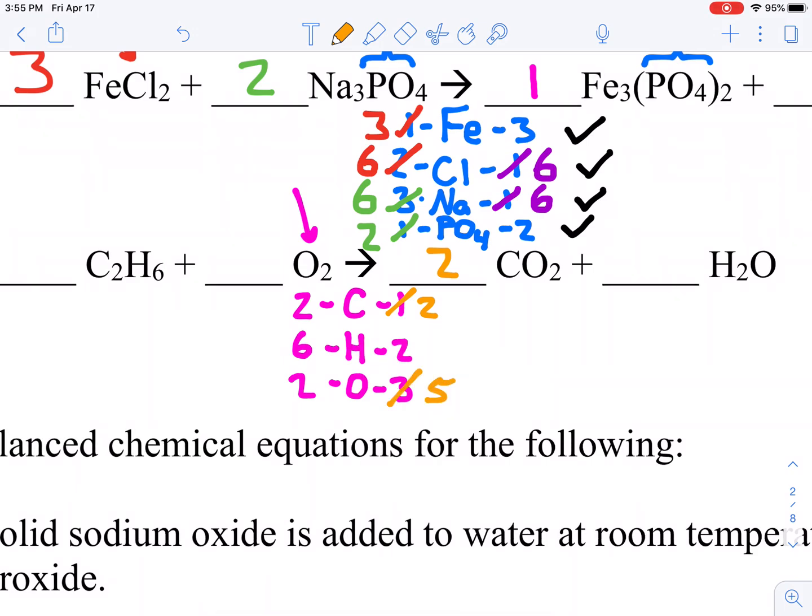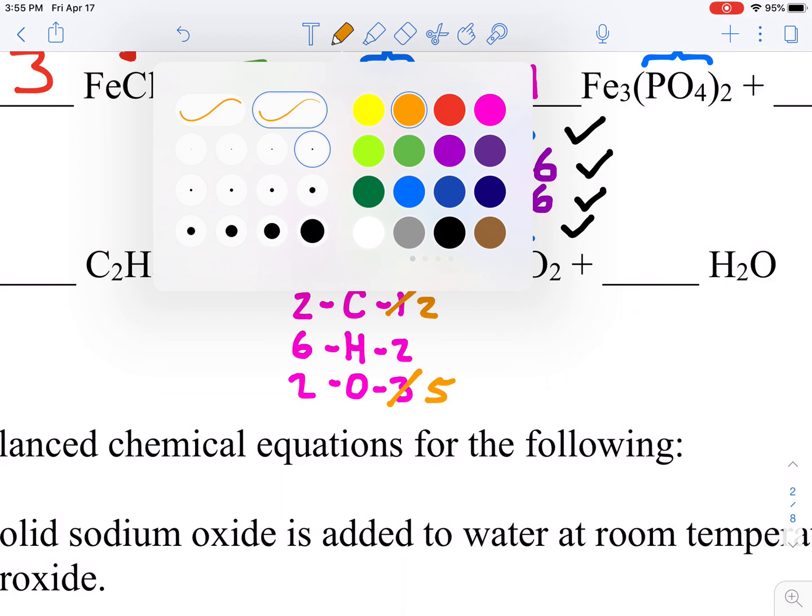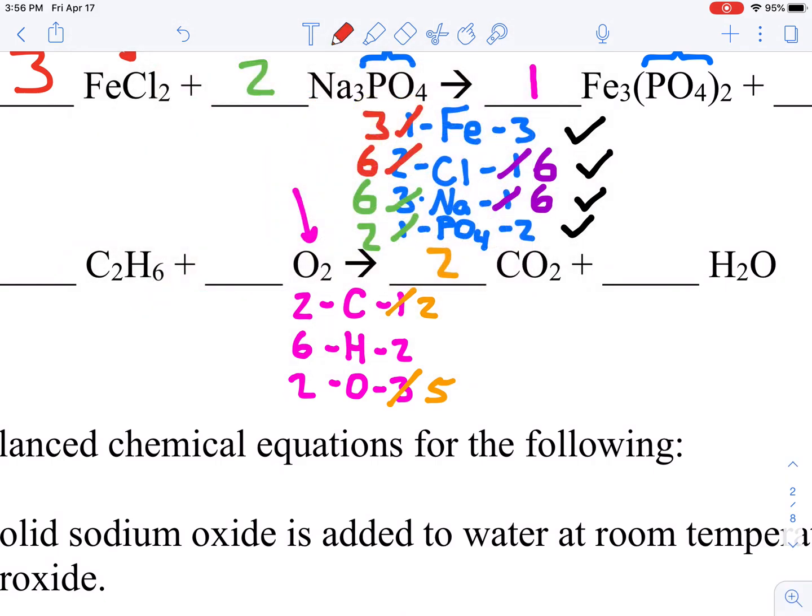That fixes our oxygens. Let's come back and let's deal with our hydrogens. So in terms of hydrogen, we have 6 on the left, we need 6 on the right. If I put a 3 in front of water, that gives me my 6, so that's good. And it also changes the oxygen. And there's a really big temptation for people when they change the oxygen here to simply come through and take the number that we just wrote, which is 3, and add it to the number that we have here, which is 5, and get 8.